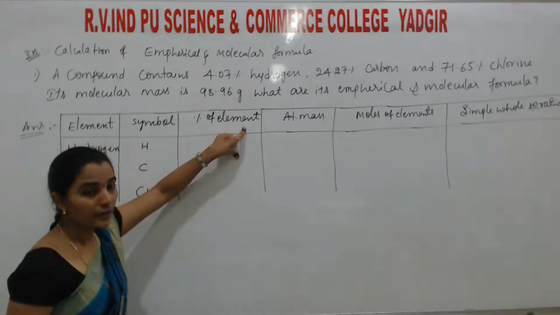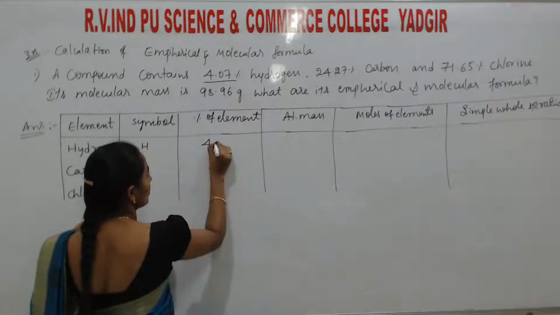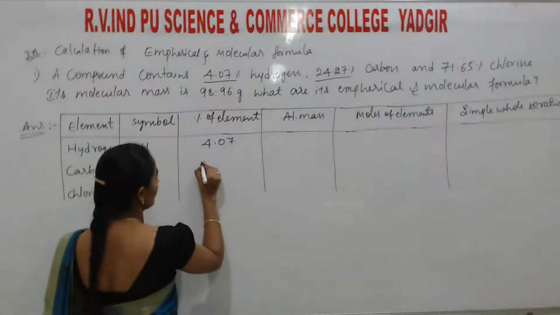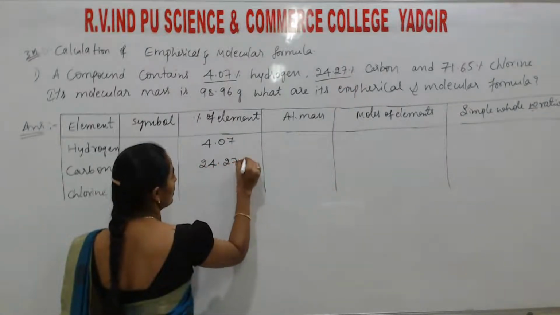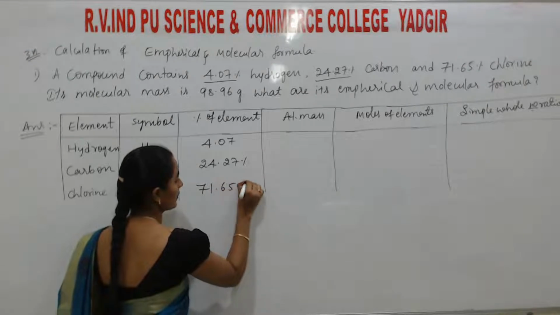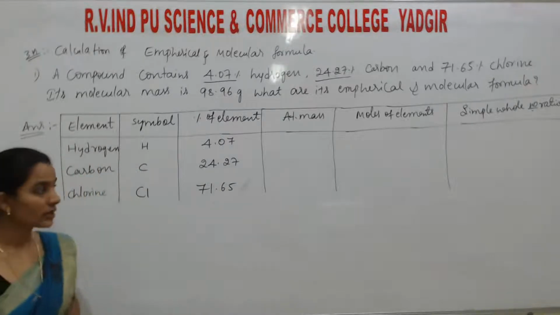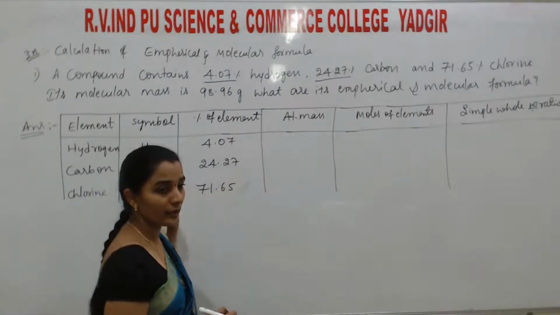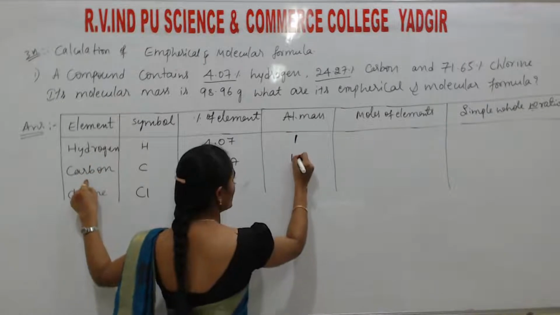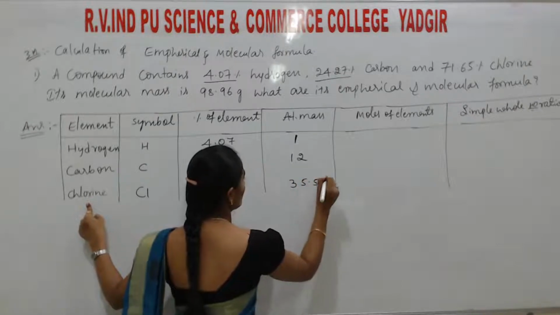Third, percentage of element. Here they mention hydrogen is present as 4.07%. Right? 4.07. Next, they gave carbon as 24.27%. And the last one is 71.65%. No need to write percent because we already mentioned it here. Next one, students, we have to put the atomic mass of the elements. The atomic mass of hydrogen is 1. Atomic mass of carbon is 12. Atomic mass of chlorine is 35.5.